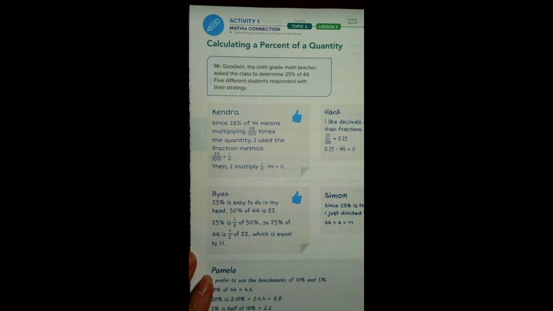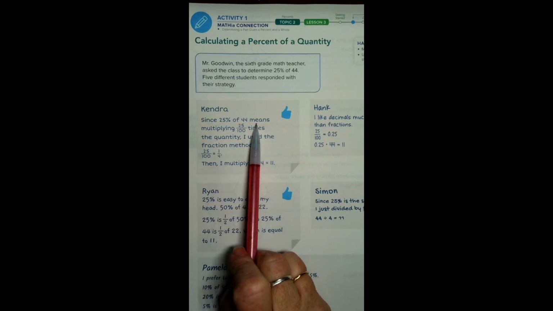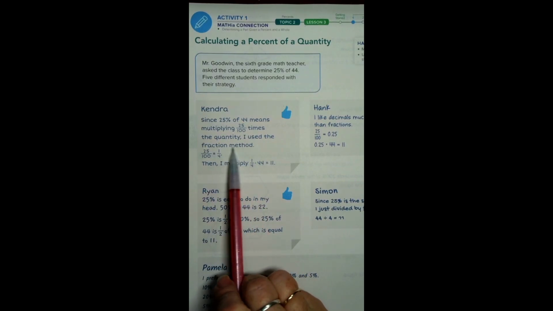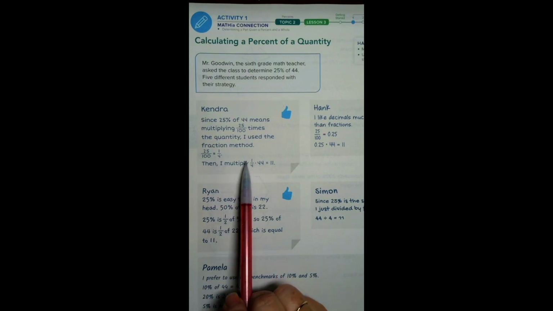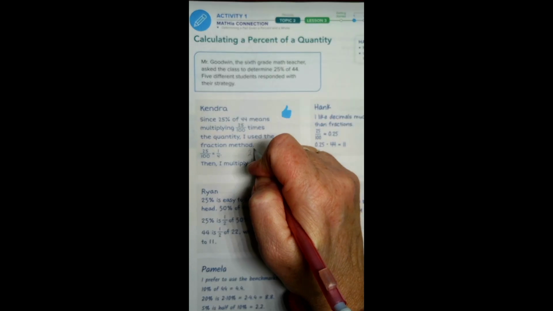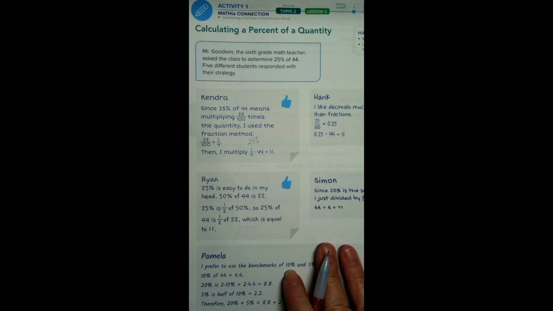Mr. Goodwin, the 6th grade math teacher, asked the class to determine 25% of 44. 5 different students responded with their strategy. Pause at this point and read each of them. Okay, so Kendra says, since 25% of 44 means multiplying 25 hundredths times the quantity, I use the fraction method. So she said 25 over 100 equals 1/4. Then I multiplied 1/4 times 44 because it's 25% of. So 1/4 of 44 is 11.